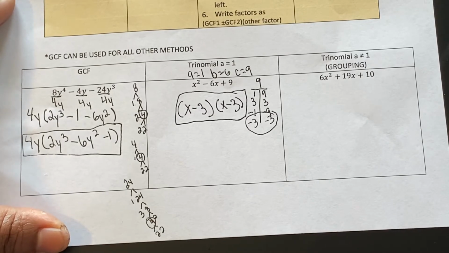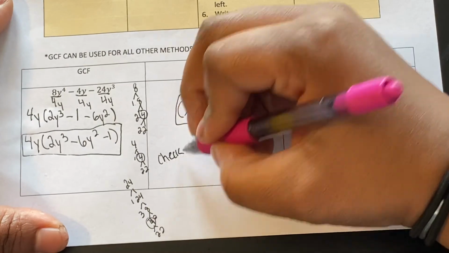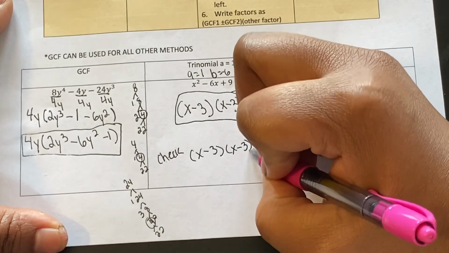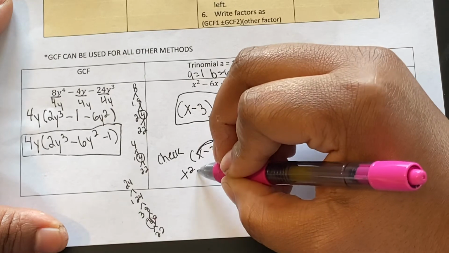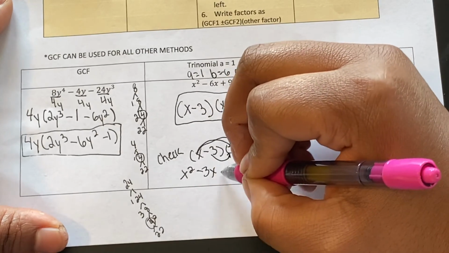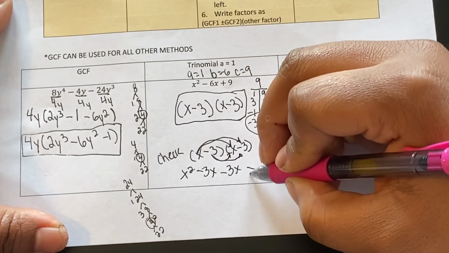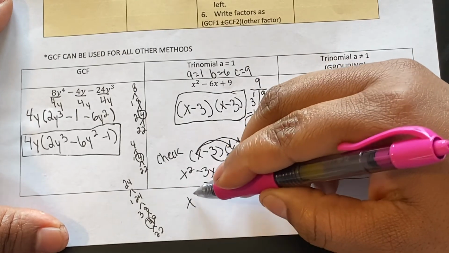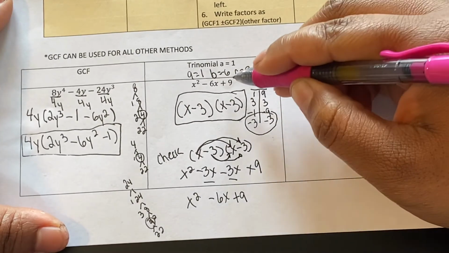Now remember, you can check these answers, these factors, by doing your multiplication. x minus 3 times x minus 3. Do your FOILs. First is x squared. Outer is negative 3x. Inner is negative 3x. And last is negative 3 times negative 3, which is positive 9. Combine your like terms. You get x squared minus 6x plus 9, which is exactly what you started off with.